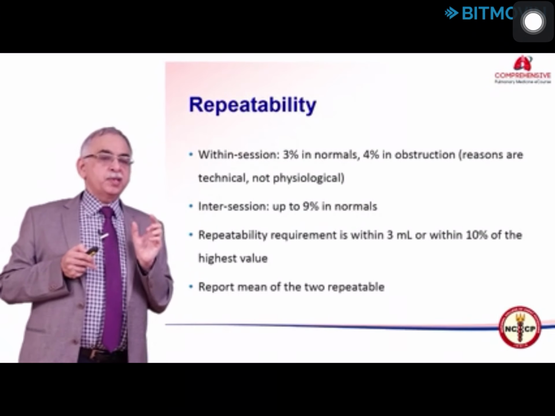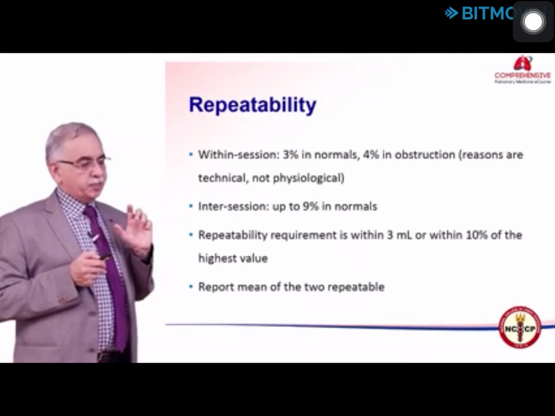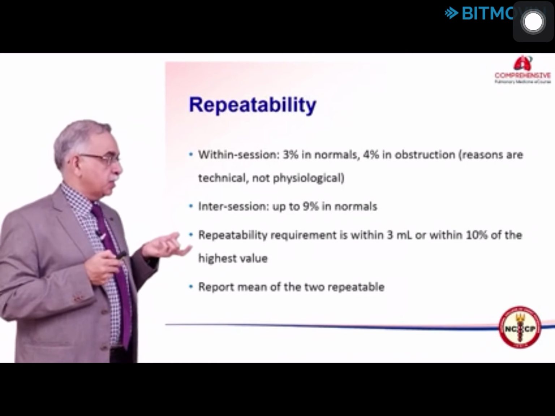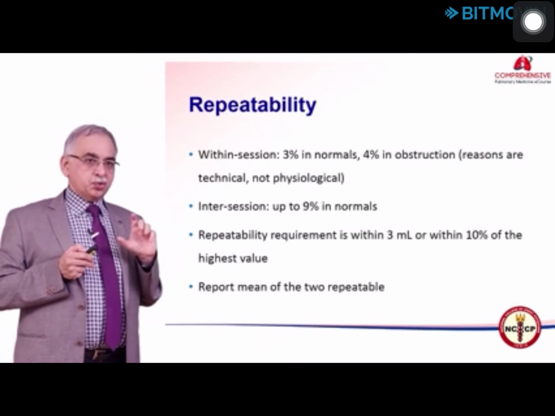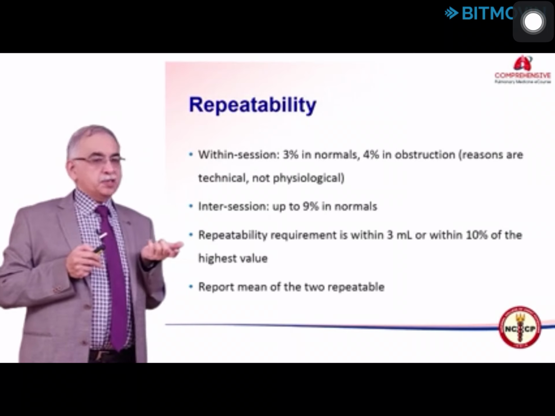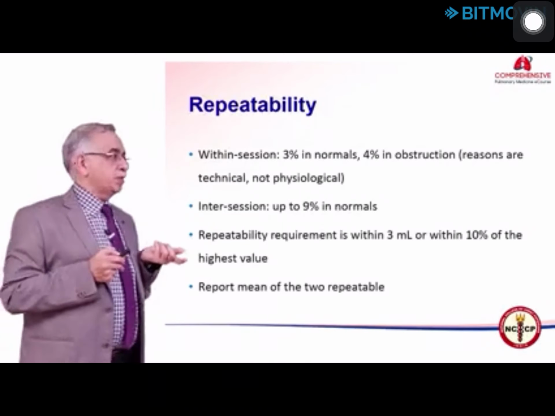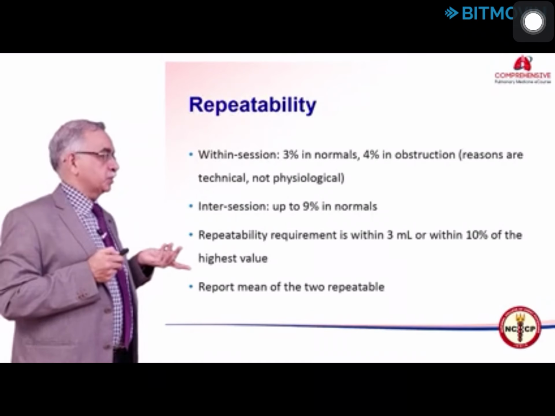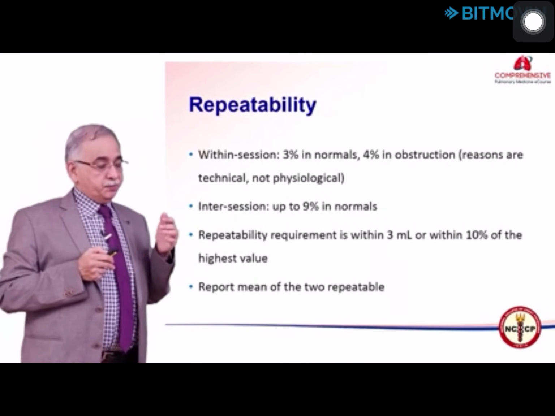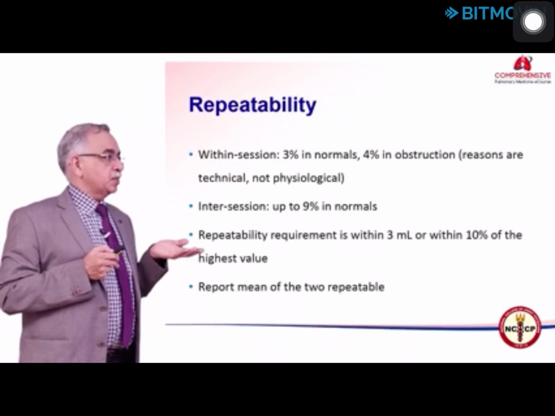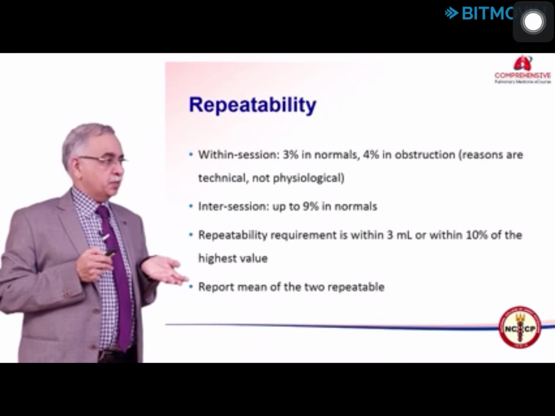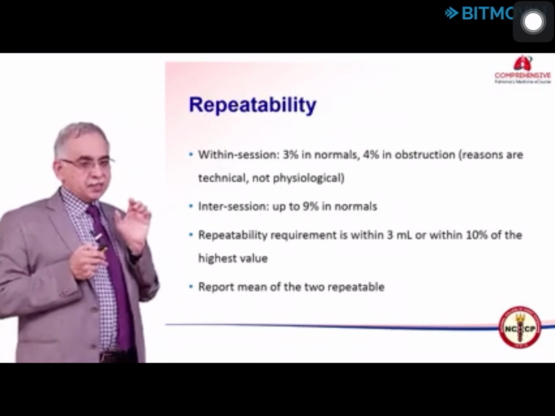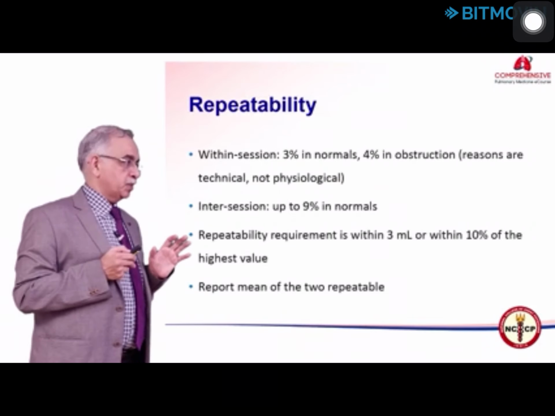The test should be done twice because of so many technical factors and physiological factors which affect diffusion capacity. So, there can be variation from test to test. Normally, a 3% variation can be expected in normal subjects, and patients who have obstructive airway diseases can show up to 4% variation. And if the test is done on 2 separate days, up to 9 or 10% variation can be there. So, therefore, the repeatability requirements are less stringent than for spirometry.